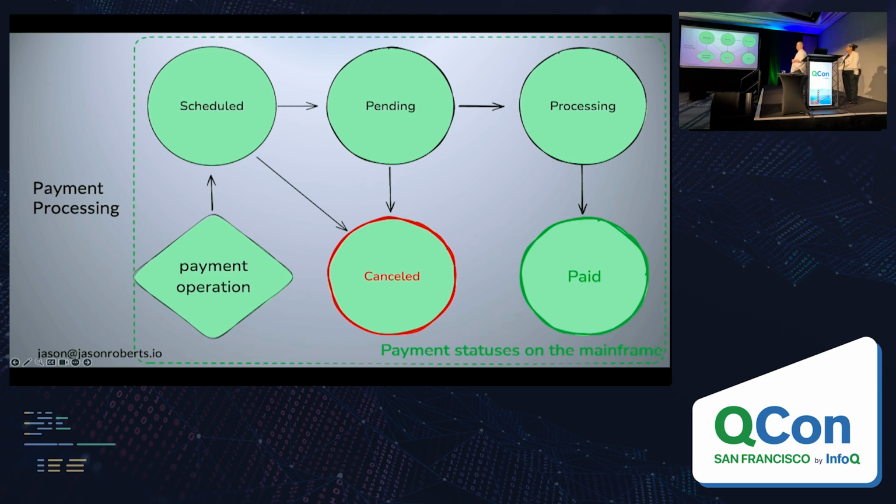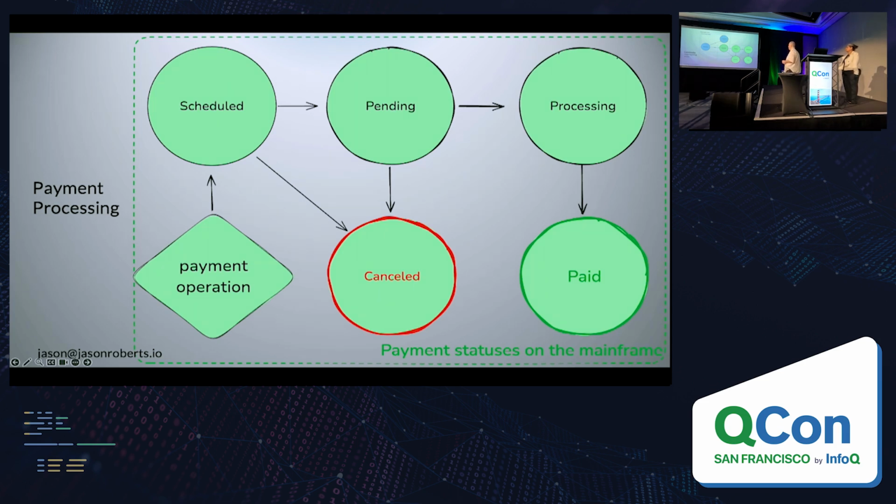This is what the statuses of payments look like on the mainframe. It starts out in a scheduled state. It can go to pending, processing. Don't ask me what the difference between these two are. I never learned. This is one of the challenges with mainframes. And then it can be canceled, but eventually one of its terminal states is paid or canceled.